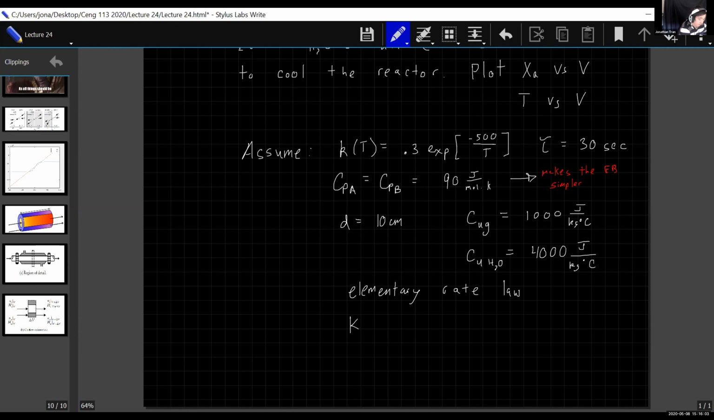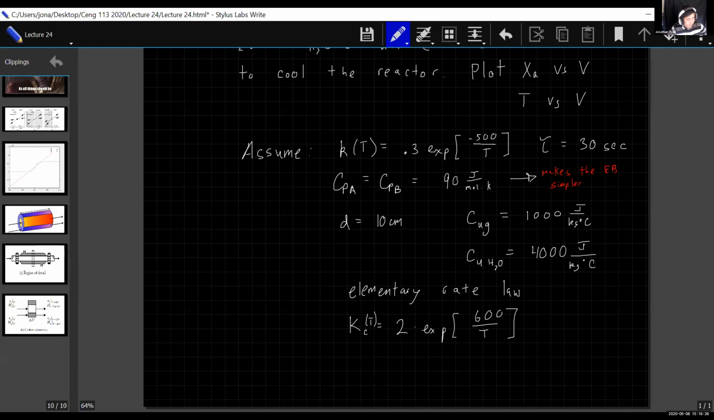And I forgot one thing here. Because we have a reversible reaction, we have to have our Kc term. So Kc as a function of T is equal to 2 times the exponential of 600 over T.